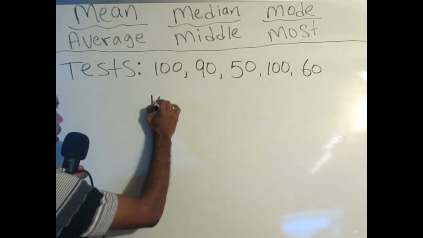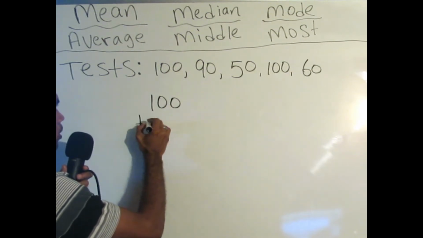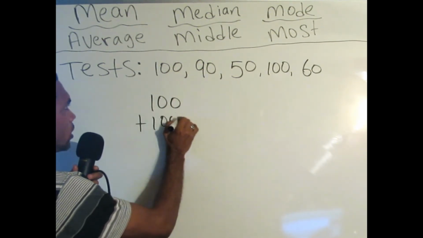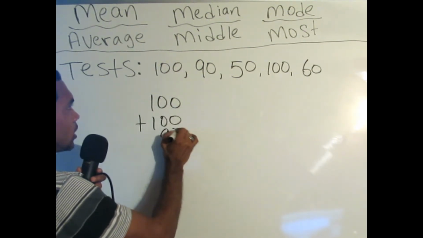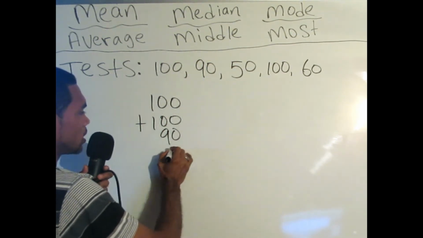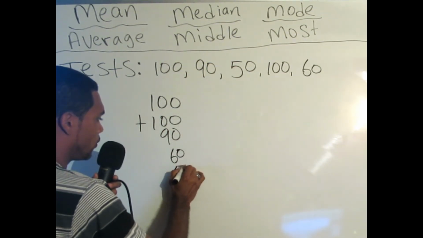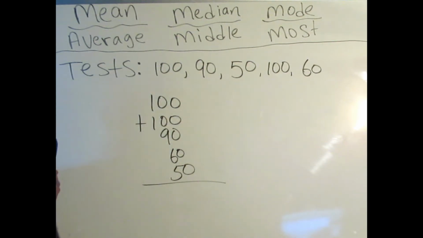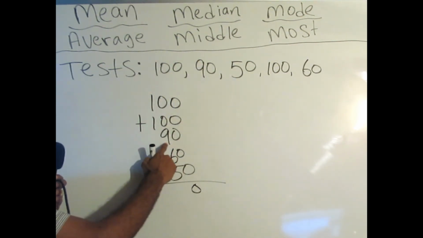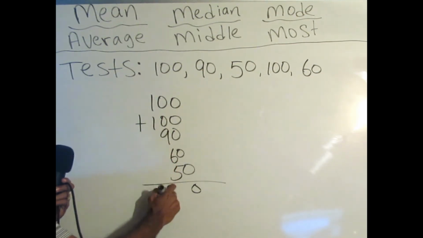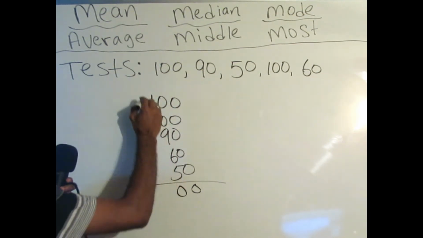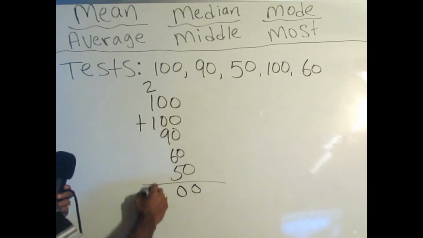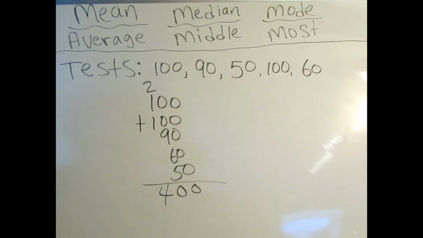So we'll do step 1: 100 plus 100, then 90, then 60, then 50. And when we add all these up, we're supposed to get 400 points. Then we add 9 plus 110 and 515 and 520. Bring down the 0, carry the 2, 2, 3, 4. And when we add up the 5 different scores of different tests, we got 400.